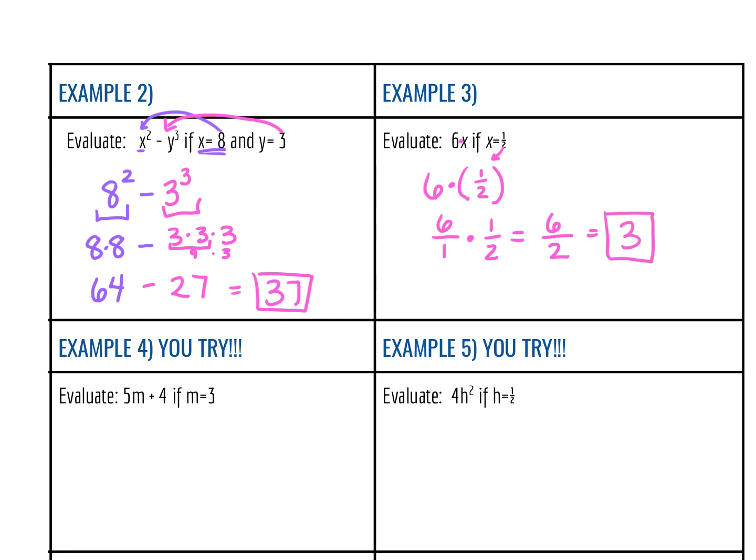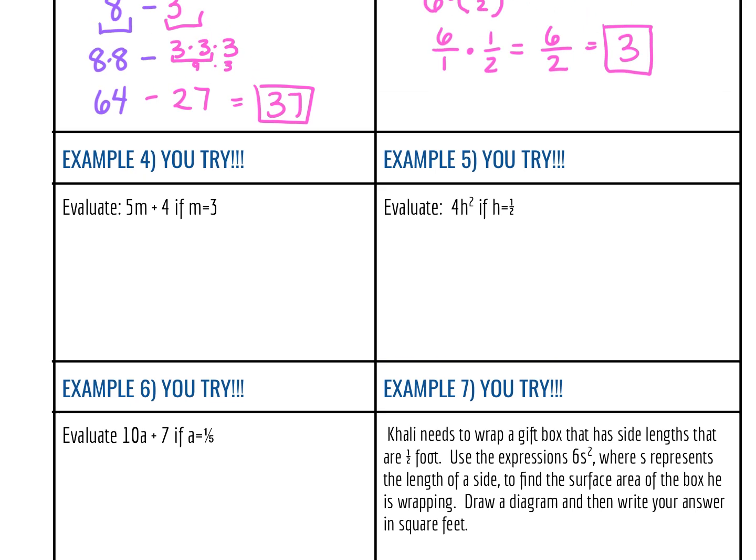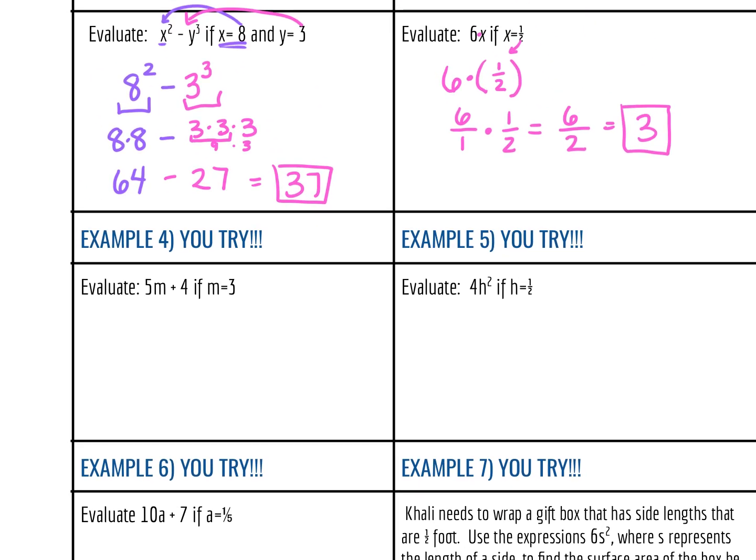So now you're going to try example 4, 5, 6, and 7. And then you're going to be checking in and making sure that you got those right. All right, for example 4, you should have inputted the 3 in for the m. Then this says 5 times m, not 53. This means multiplication. So 5 times m plus 4. So 5 times 3 is 15, plus 4 is 19.